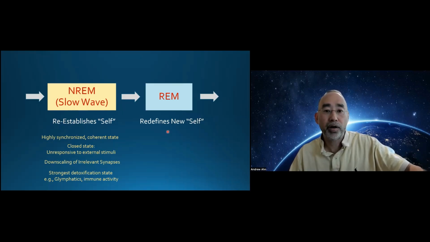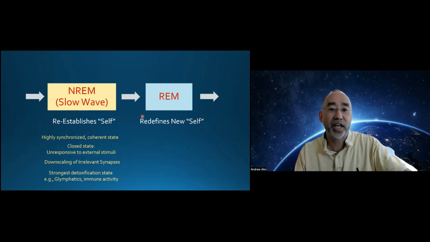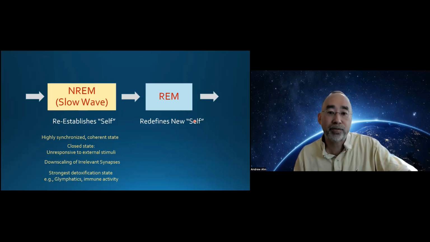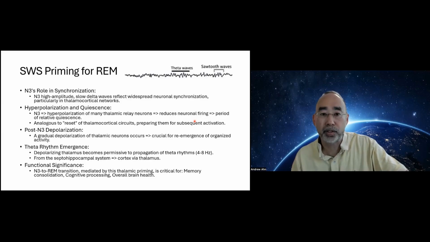But these are not isolated processes. They're sequential. Non-REM occurs predominantly early in the night, and it is essential for preparing the system for REM. Just as you wouldn't build on a shaky foundation, the brain needs the clearing and stabilizing effect of non-REM, the detoxification, before it can effectively integrate new experiences during REM. And so non-REM sets the stage for the successful redefining of self that occurs during REM sleep.